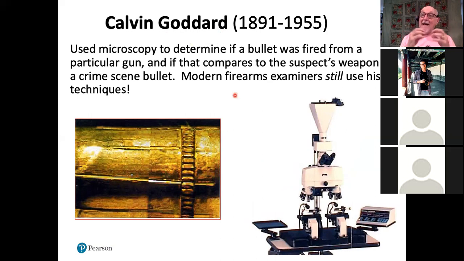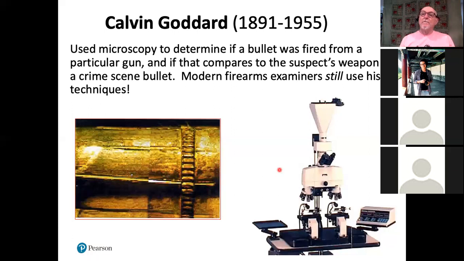But a gun acquires characteristics which are unique to it, and it imparts those characteristics to a bullet fired through its barrel. We can link a particular bullet to a particular gun in much the same way that we can link a particular fingerprint to a particular suspect, by comparing them. And Goddard developed this system for doing so. He made this comparison microscope. It allowed investigators to look at two images and bring them together.